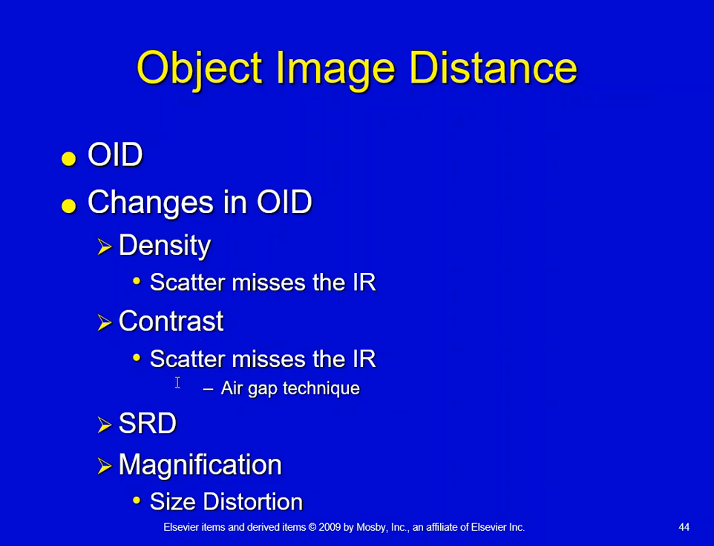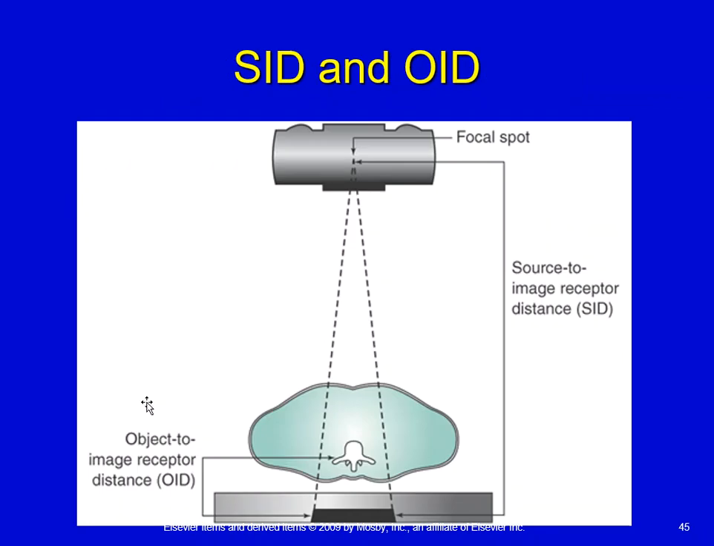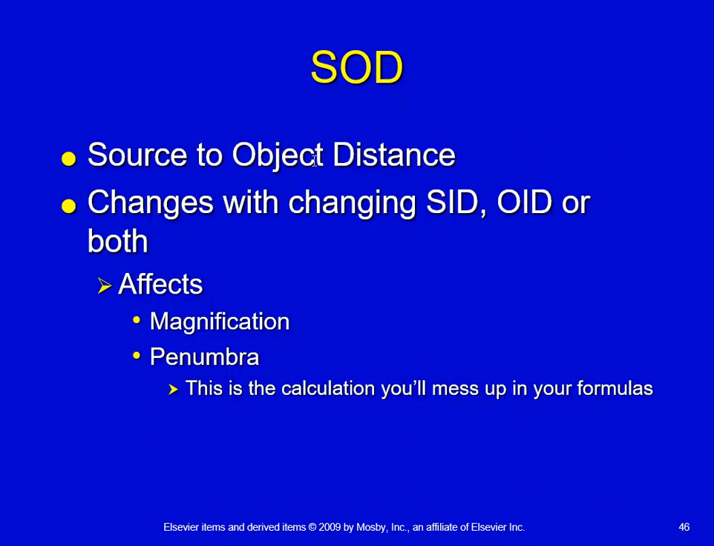So how we overcome that is with an increase in SID. If you double your OID and you double your SID, then your magnification remains the same. So SID and OID, just a graphic demonstration of that. You know what those are. SOD is source to object distance. So SOD is always going to change whenever you change your SID, your OID, or both. So it can affect magnification and penumbra.